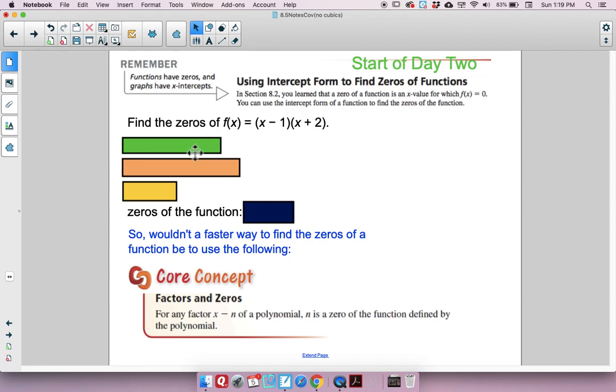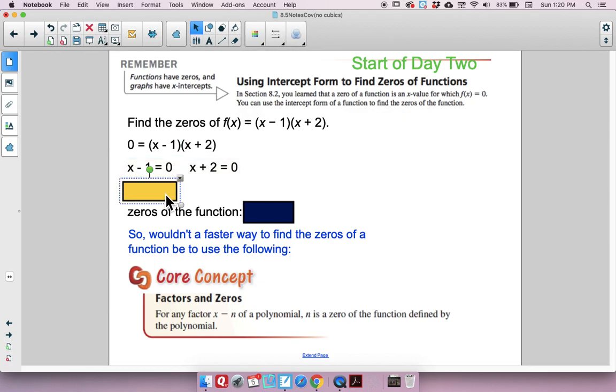Okay, so if we're looking at this one, we just set y to 0 or f of x to 0, right? And that's going to tell us what our zeros are. It's whatever x equals, right? And we knew that just from looking at the form. But you could set it to 0.